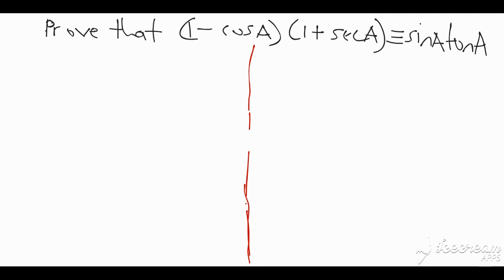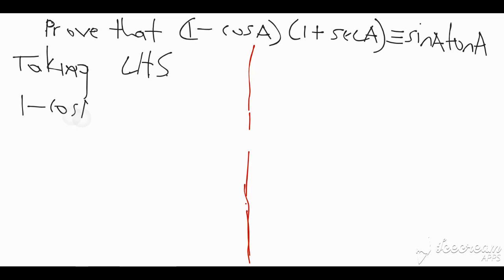Normally to construct a proof we have to take one side, and we can always try to take the more complex side and try to break it down to the simpler side. So I'm going to be taking the left hand side here. So I need to have a statement that says taking the left hand side, which is LHS. So we have 1 minus cosine A multiplied by 1 plus secant A.